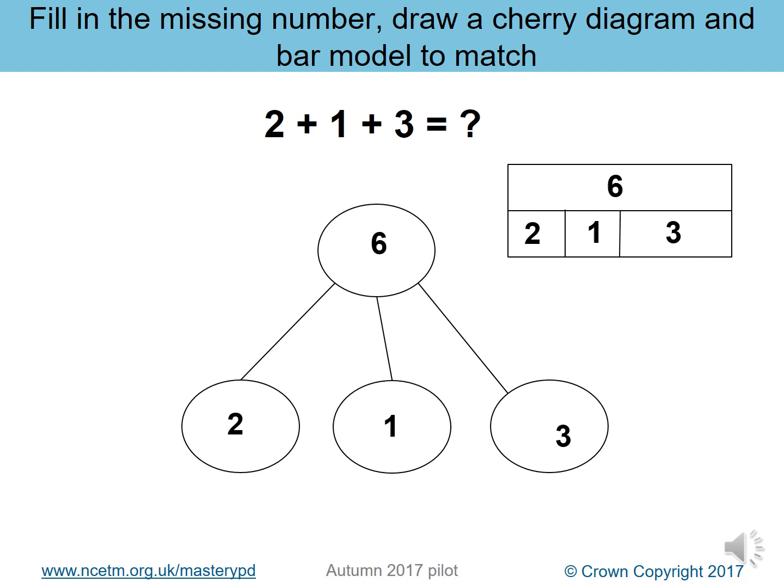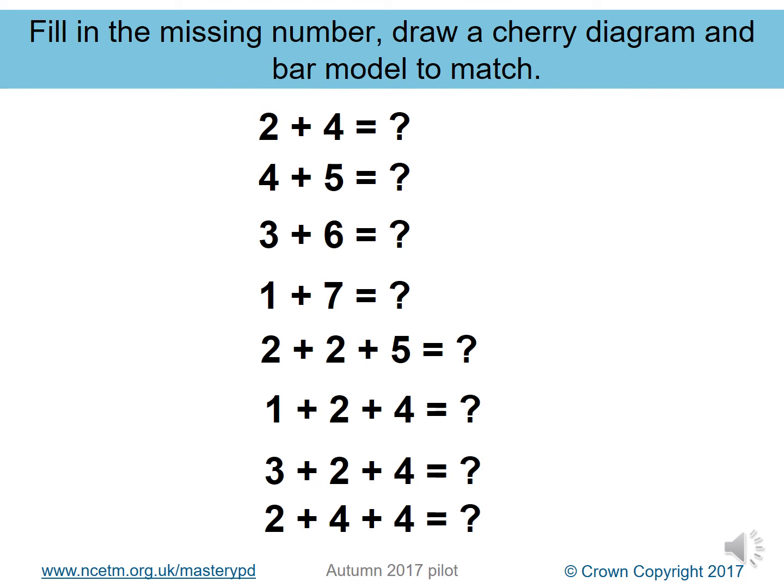This is what I want you to do next. Here we have some number sentences. Some have only got 2 numbers, some have got 3. So I want you to draw the cherry diagram and bar model to match each of these number sentences. So I want you to look at 2 and 4 and work out the whole, work out the answer by drawing a cherry diagram and a bar model to match it, and then that will help you work out your answer. Okay, because you've got your parts, but you need to work out your whole.